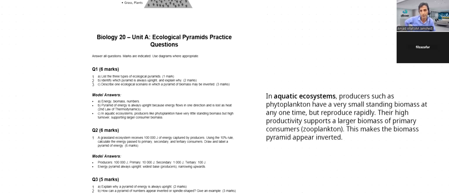You want me to read this? Yes, definitely. You're not getting my point. Just read it out for me. This is the answer to the question: Describe one ecological scenario in which a pyramid of biomass may be inverted.